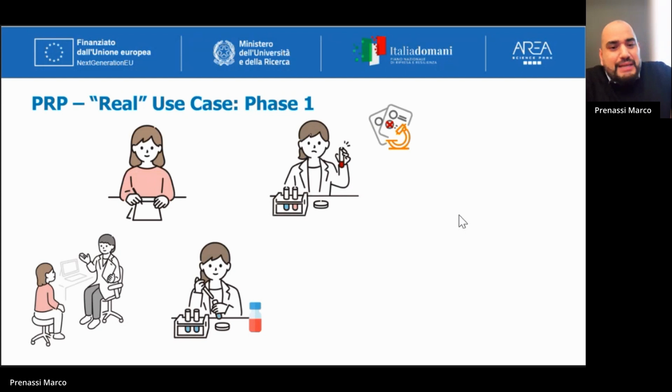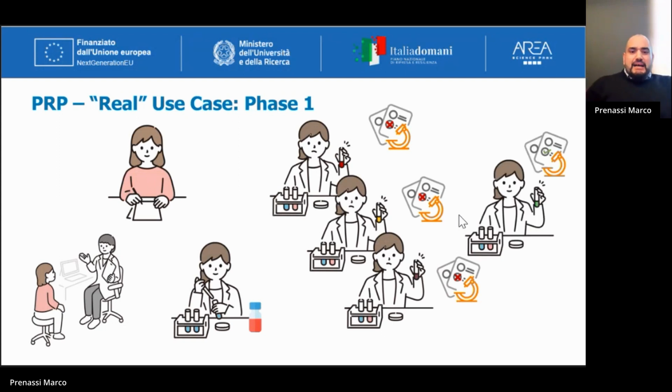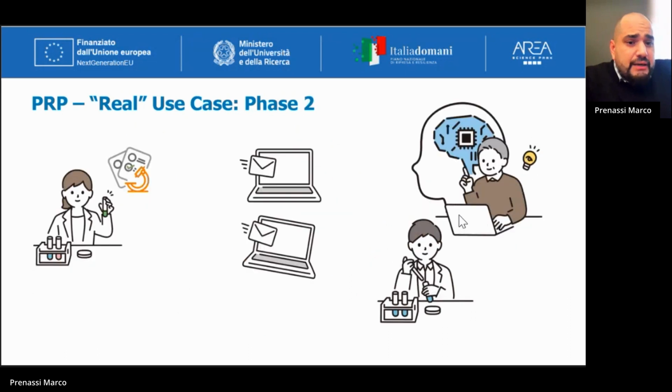I get some bad results. The experiment was not well received by the sample, or so on. I try again, and then at the end, I have the good results. Okay, this is phase one. Phase two, I start to share my results with everyone, so with the data scientists and other labs.